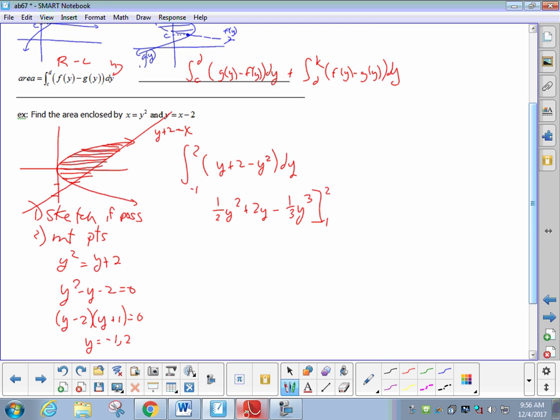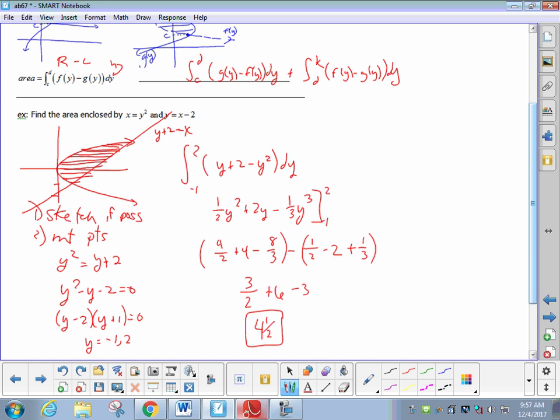At 2, I'd get 4/2 plus 4 minus 8/3. And at negative 1, I'd get 1/2 minus 2 plus 1/3. And 3/2 plus 6 minus 3. 3 plus 1.5 is 4.5. Cool.